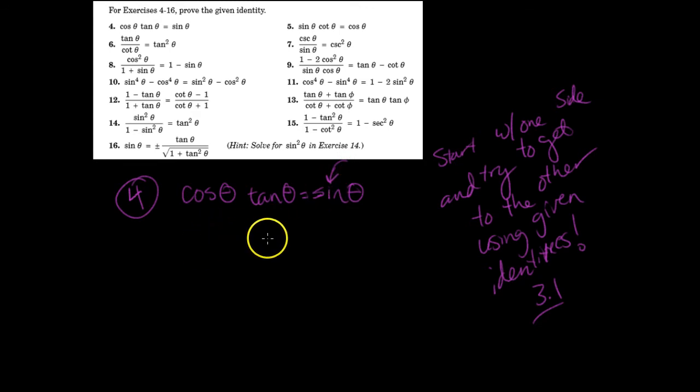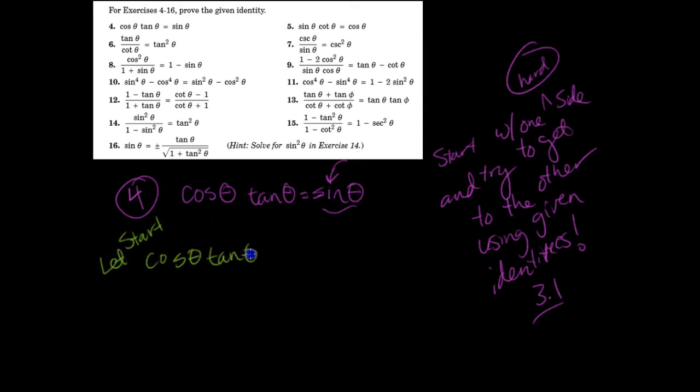So with this first one, I'm going to start with the hard side, and put maybe in your notes the hard side. Because if you started with sine theta, how would you even go about getting to cosine theta tangent theta? So we're going to start with cosine theta tangent theta. So we're going to start by saying, okay, let cosine theta tangent theta just be something. Here it is. Here's our expression.